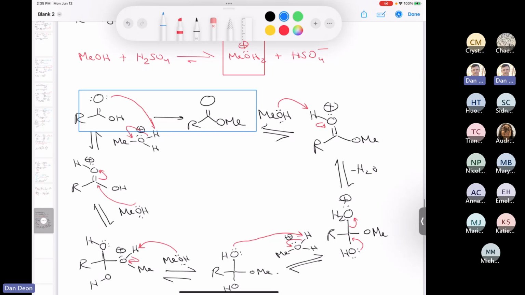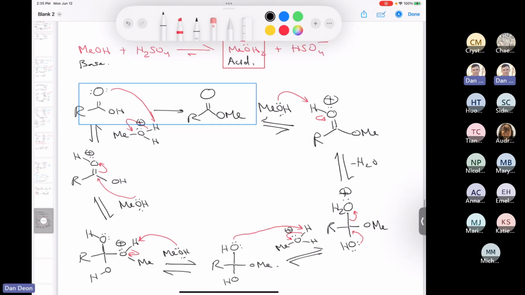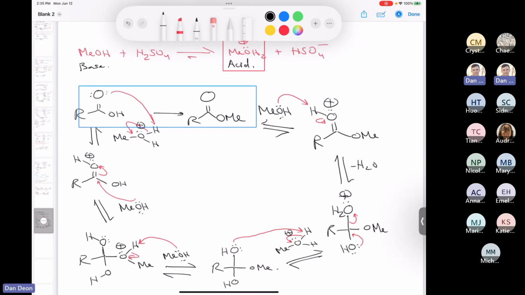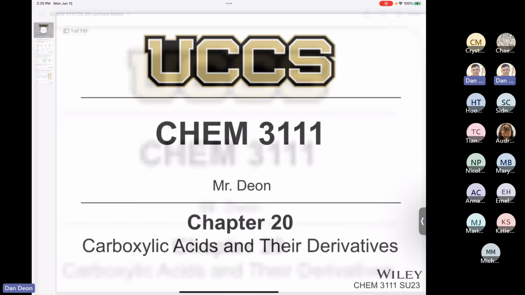So remember, the acid is going to be the protonated form of methanol in this case, and the base is going to be methanol in this specific case. All right, there we go. So give me a thumbs up if you're with me on Fischer. Again, one of the most important mechanisms in all of organic chemistry.